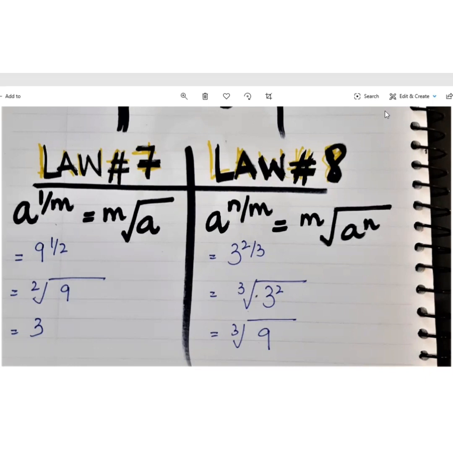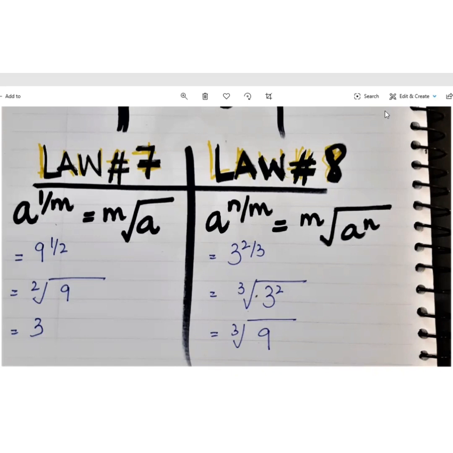Law number 8 states a raised to the power n divided by m is equal to the mth root of a to the power n. Here also the denominator is acting as the root, but the numerator becomes the power. So how can we remember this? We remember the fraction as power over root. So the numerator is the power and the denominator becomes the root.